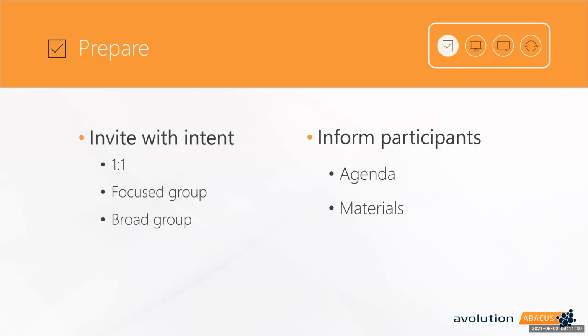Another aspect of preparation is informing participants. Send out an agenda so that the participants know what is expected of them and what to expect in that meeting. You may also want to consider sending along materials such as the goals or descriptions of the use cases or your vision for enterprise architecture. And materials may also include some of the outputs that you've produced so far, such as access to a dashboard or a report produced by the tool that you're using.